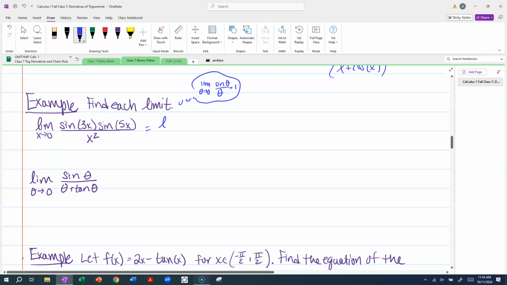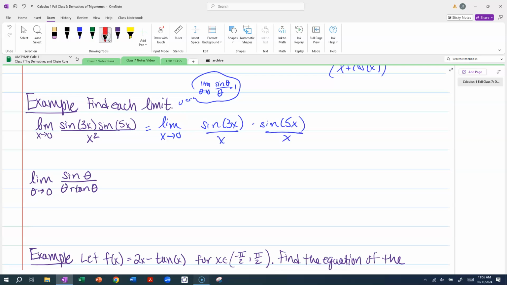So what I'm going to do, limit as x goes to 0, let's see, I'm going to break this up. It'd be sine of 3x, and then times sine of 5x. And there's an x, yeah, okay. But then I need a 5 under this one, and I need a 3 under this one. Well then I need to multiply by 3, to make sure I'm multiplying by 1, I'm not changing the value, and then also multiply by 5. That'll work.